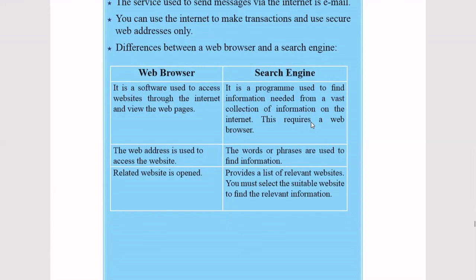It's the program you will use to find information, because on the internet there are so many resources. So we need to type keywords. It means words and phrases. So using the keywords you can find information. When you press enter after typing the keywords, you will get a list of relevant websites. So you can select the most suitable website for your requirements.